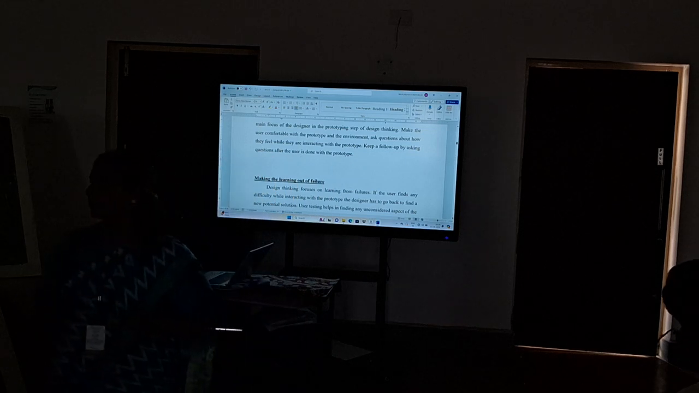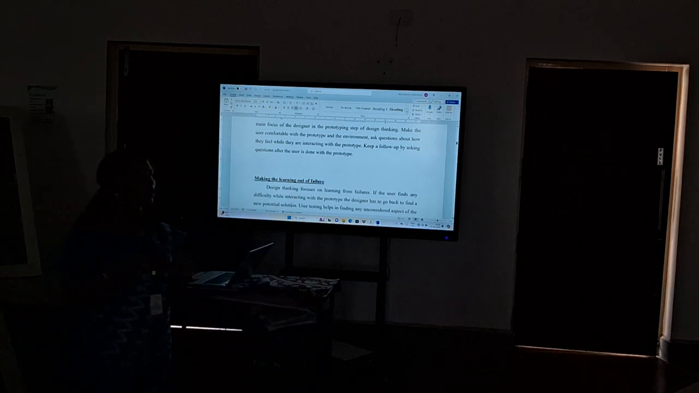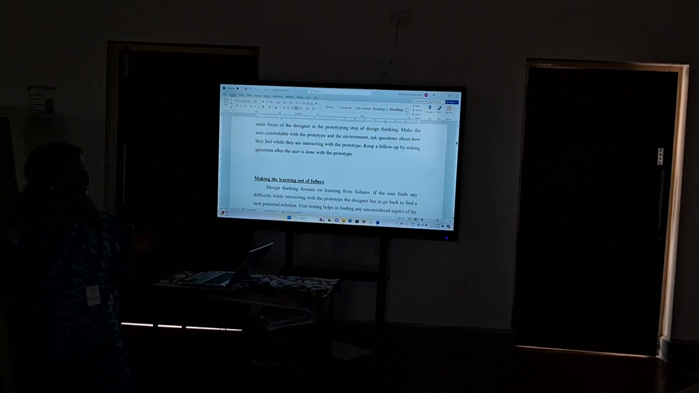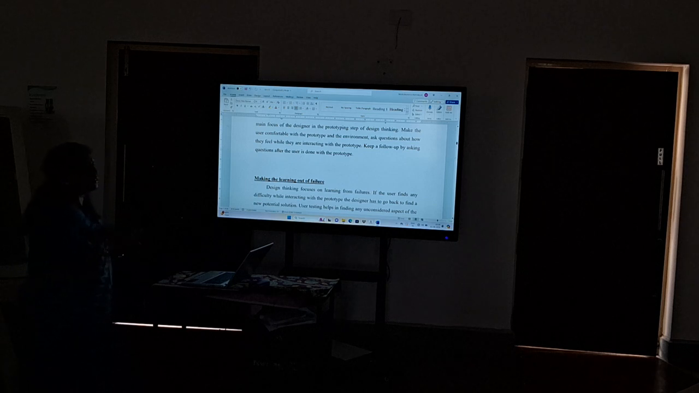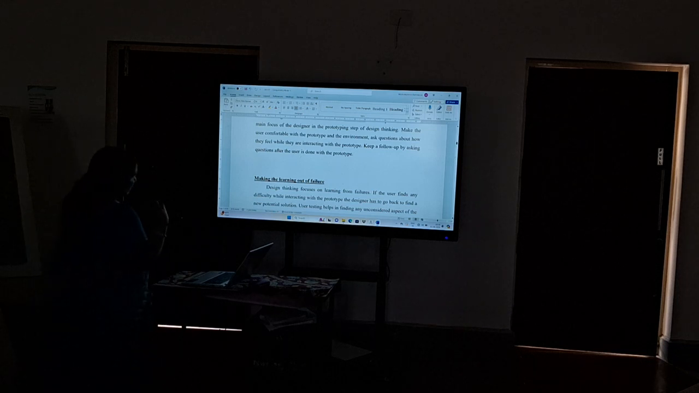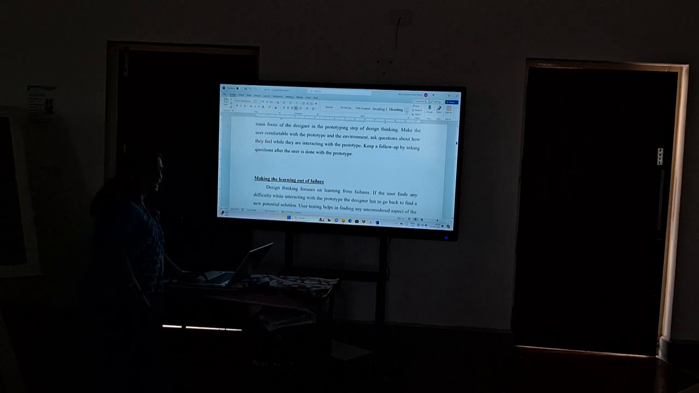This can be improved, this can be expanded or reduced, or this change can be made, or it is very very good. This itself is so good. However the prototype is giving them comfort, based on that the user will share his experience about the problem. Making the learning out of failure.